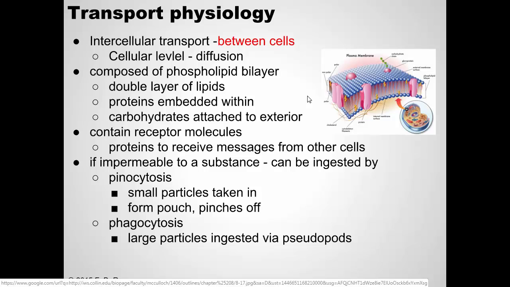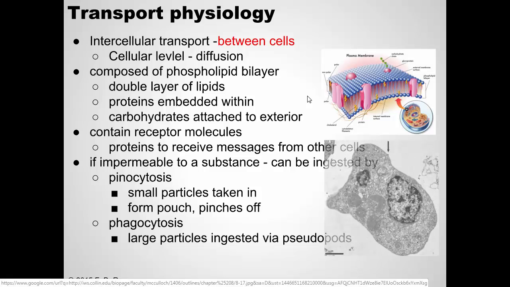If the cell membrane is impermeable to a substance, okay, there are various ways that those molecules can get into the cell. Even though they cannot pass through the cell membrane, they can be ingested into the cell by pinocytosis or phagocytosis, which are really just variations of the same thing, of the cell membrane changing shape to take in molecules from the outside. Okay.